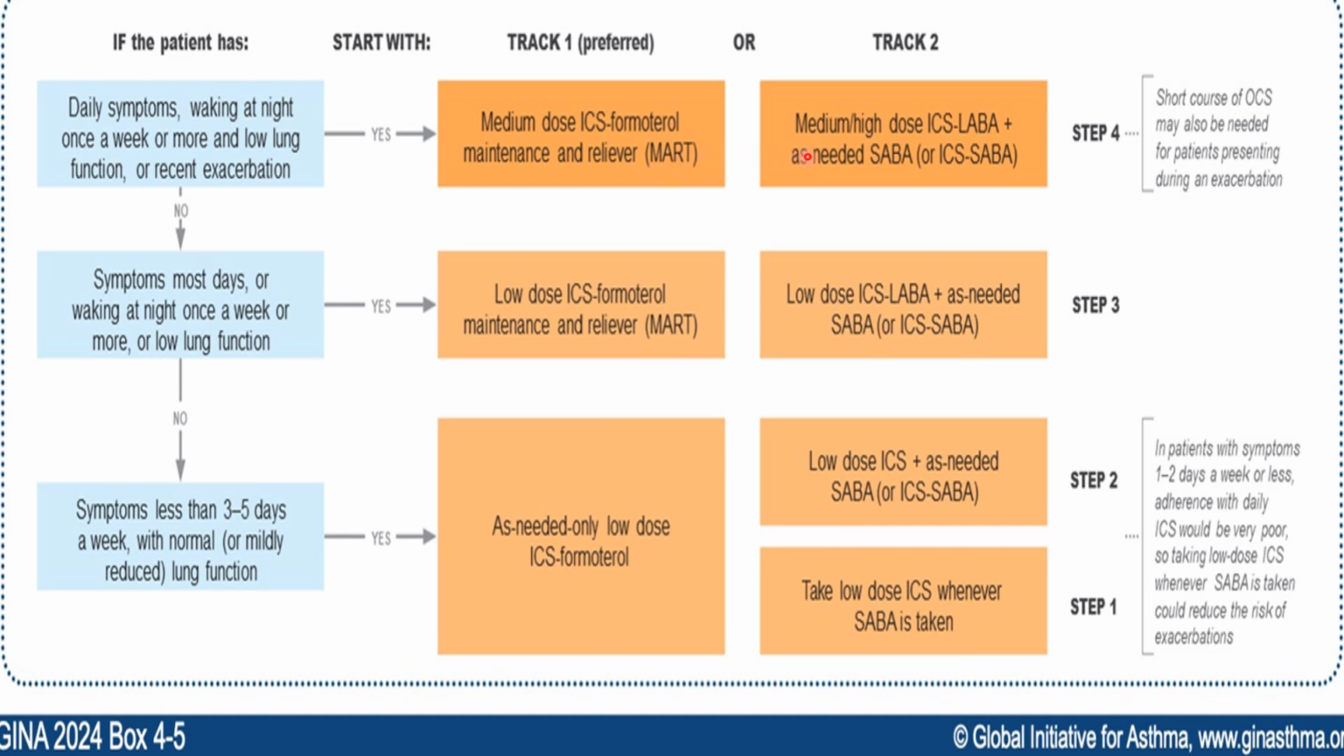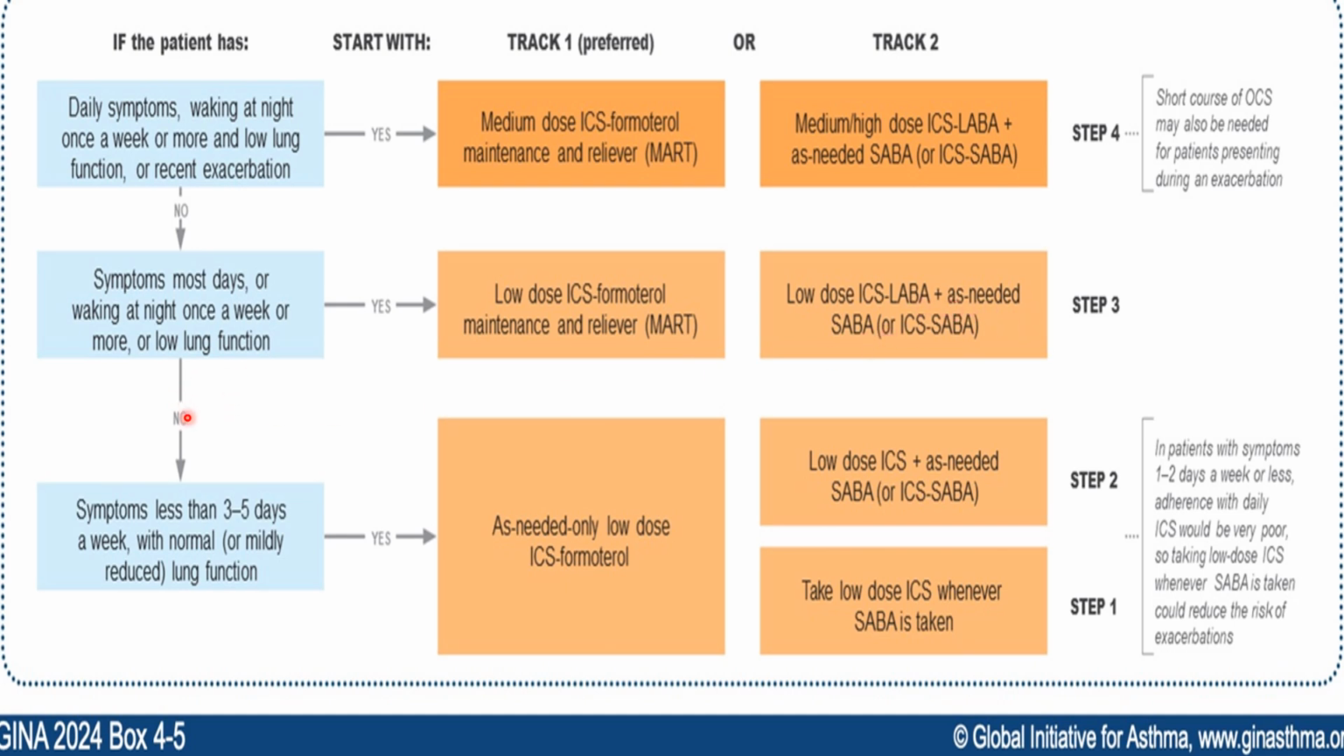So if you don't have that, then you give medium dose ICS-LABA for maintenance, plus SABA for reliever. And then if the symptoms are most days or waking up at night once a week or more, and you still have low lung function, then yes. Then you maintain on low dose ICS-formoterol for maintenance plus reliever. So the same drug you use for maintenance and the same drug you use for reliever. If this is not available, then use the alternative option, that is low dose ICS-LABA for maintenance plus as-needed SABA for relieving.